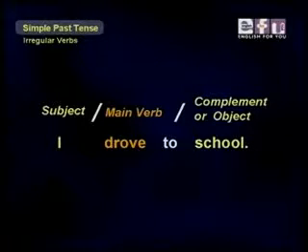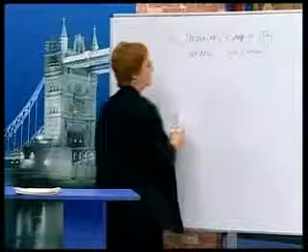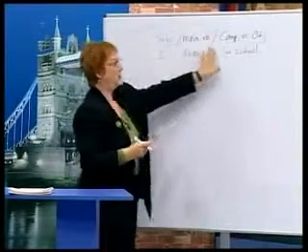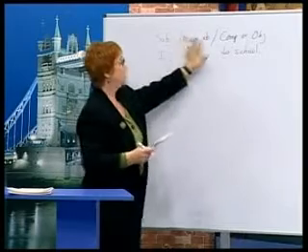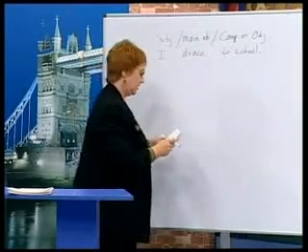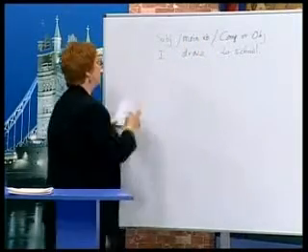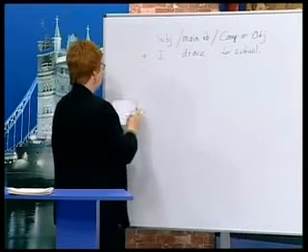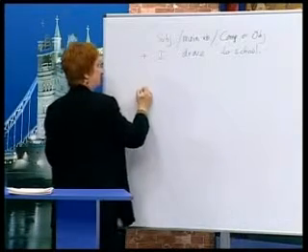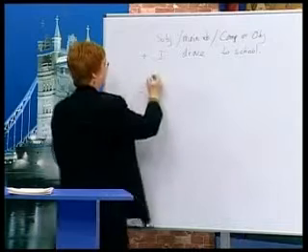Okay, I drove to school. I drove to school. Subject, main verb, complement, or object. Okay, this is a positive sentence. Now, with a negative sentence, we do it like this.